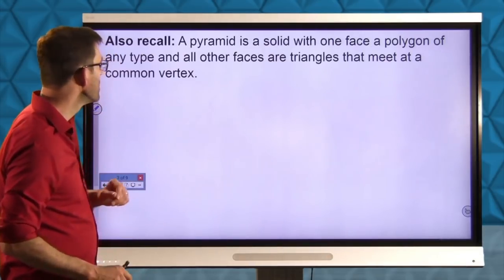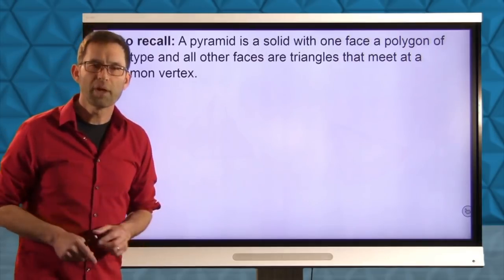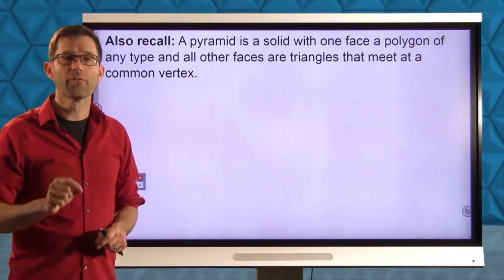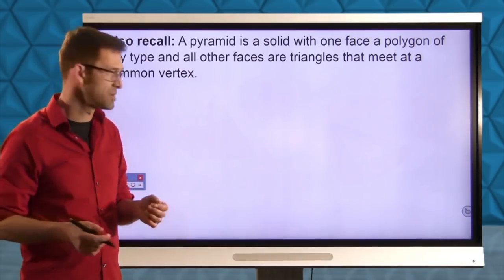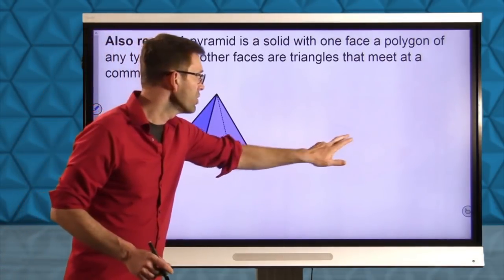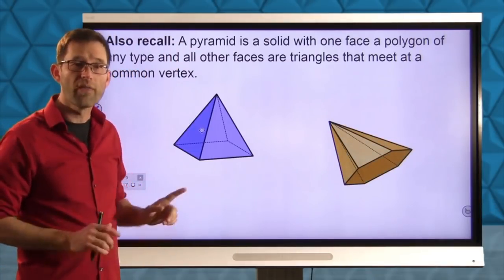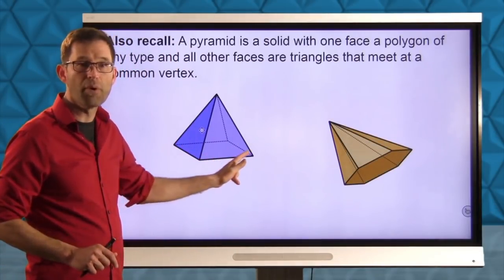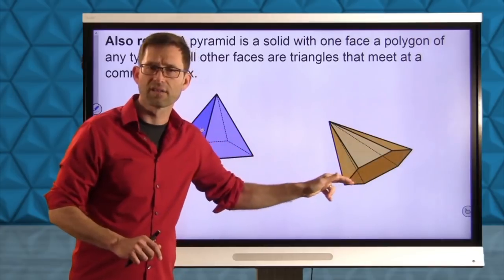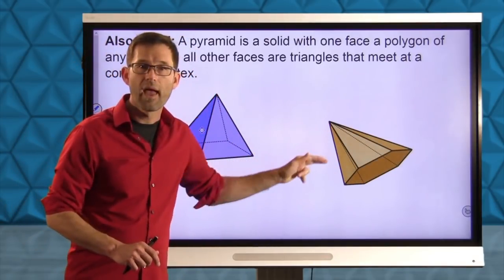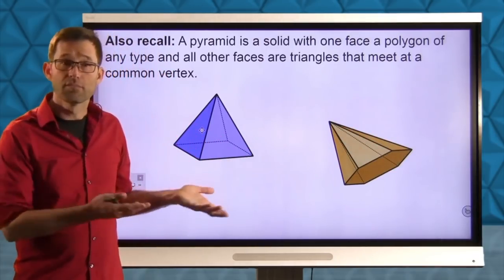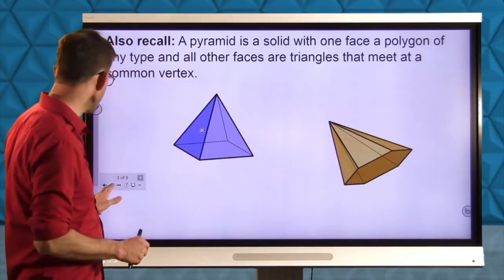But pyramids and cones are a little bit different. A pyramid is a solid with one face that's a polygon of any type, and then all other faces are triangles that meet at a common vertex. You could have a pyramid that's sitting on its base, or a pyramid that's turned. Either way, the key is that the base is going to be some polygon. Here it's a quadrilateral, here it's a hexagon, and then there's going to be an apex, and all other faces are going to meet up at that apex. So what we're going to look at today is how to calculate the volume of those kinds of pyramids.